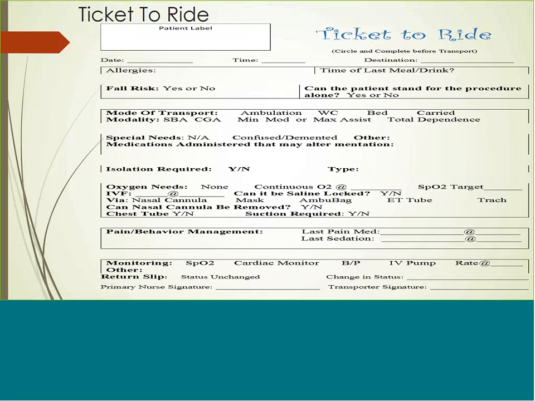We also have on here if there's any special needs, any medications that can alter their mentation that would put them at risk for falls. We also thought we'd like to let them know if they're in isolation, yes or no, so they can make sure they protect themselves and everybody else in their department. There's a place to put in their oxygen, their IV fluids, if they have a chest tube or suction. We thought it was important that they know when they had their pain medication and sedation last, as that can affect their fall rate. And then the things we have to monitor. There's a place at the bottom for the primary nurse to sign and the transporter to sign as they bring them back. And there's a place, I think, for them to put a comment.